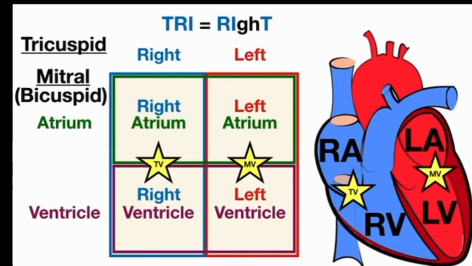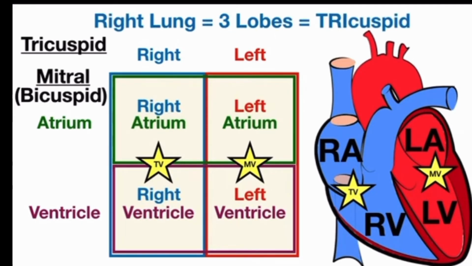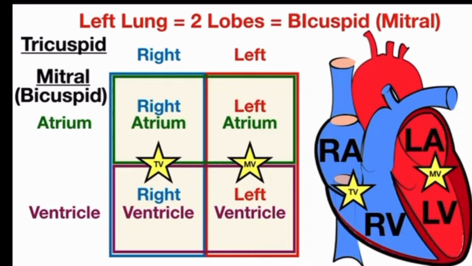The third and final trick is to remember the different lobes of the lungs. So the right lung has 3 lobes, and the tricuspid valve, which tri represents 3, is located on the right side of the heart. And then the left lung has 2 lobes, and the bicuspid valve, which bi indicates 2, is located on the left side of the heart. So hopefully one of those 3 tricks will stick with you, and it will help you remember that the tricuspid valve is on the right and the mitral valve is on the left.